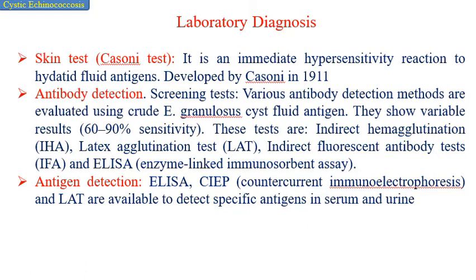Indirect hemagglutination, indirect fluorescent antibody tests, and enzyme immunoassays are sensitive tests for detecting antibodies in serum of patients with cystic disease. Sensitivity rates vary from 60 to 90% at present. The best available serological diagnosis is obtained by using a combination of tests. Indirect hemagglutination and enzyme immunoassays can be used for screening. Positive reactions should be confirmed by immunoblot assay. Antigen detection with ELISA, counter-current immunoelectrophoresis, and latex agglutination tests are available to detect specific antigens in serum and urine.